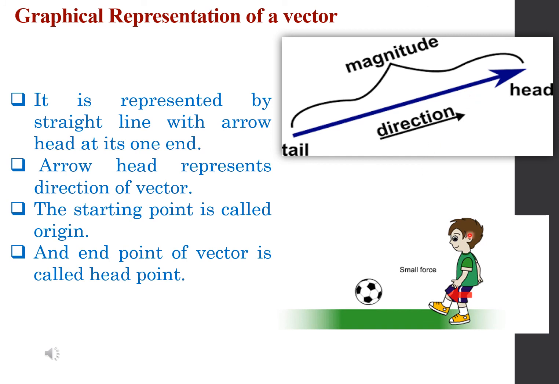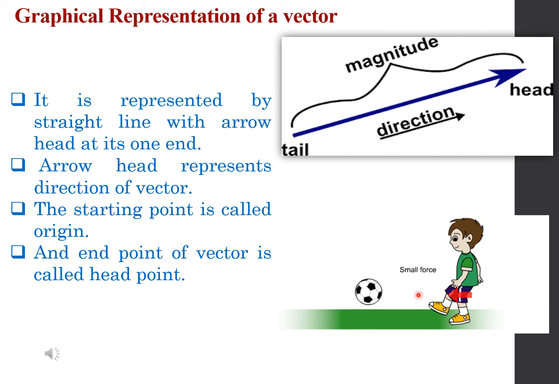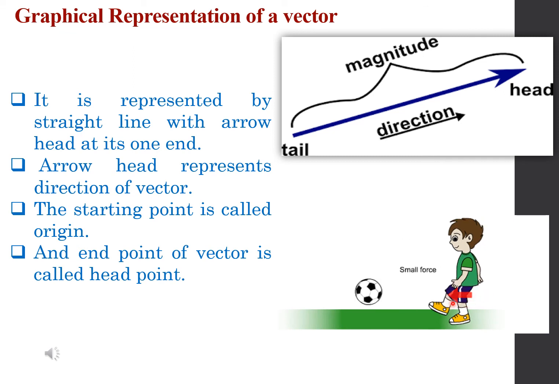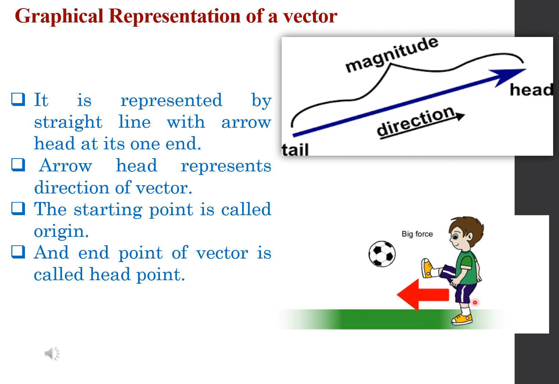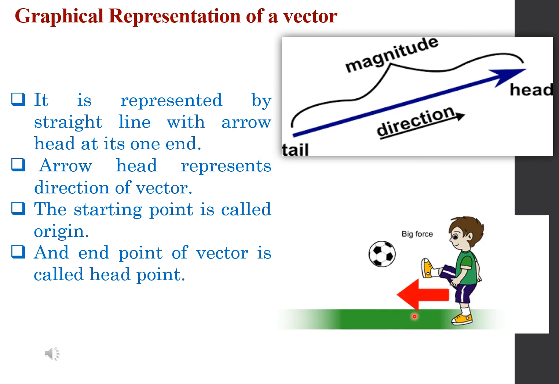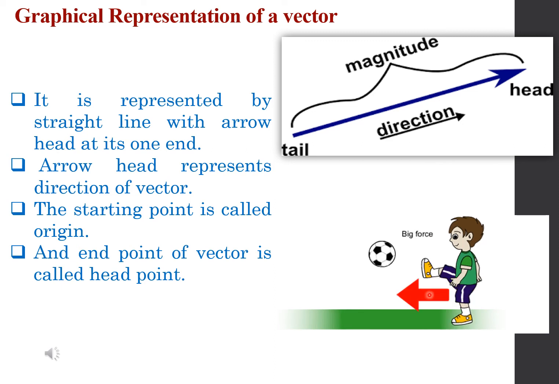Here you can see that Fahad is kicking the football. For a small force applied by Fahad on this football, we can graphically represent the force with a small straight line with an arrowhead at one end. For a big force, we increase the length of this straight line with arrowhead because the magnitude of force is increased. So for greater magnitude of force, we increase the length of this line.